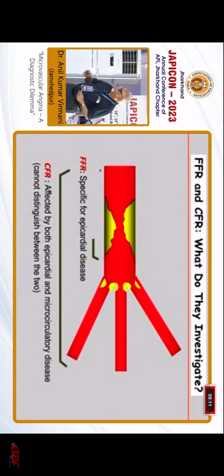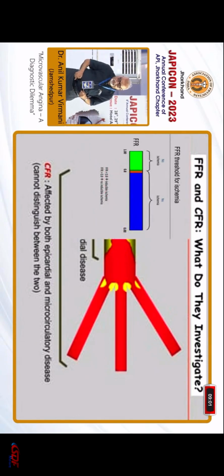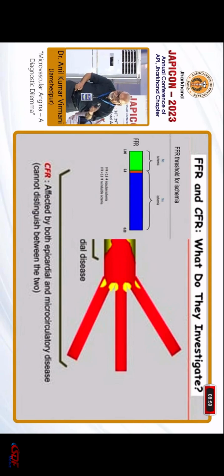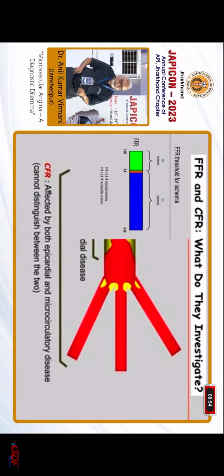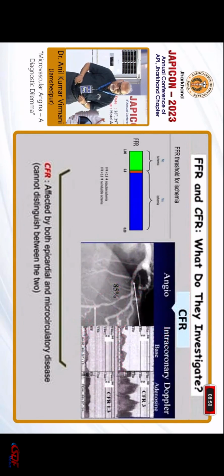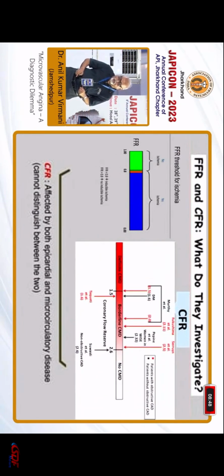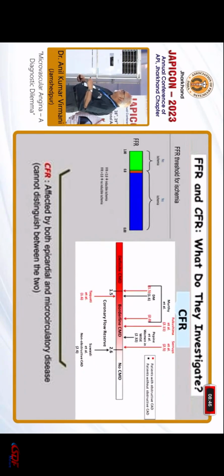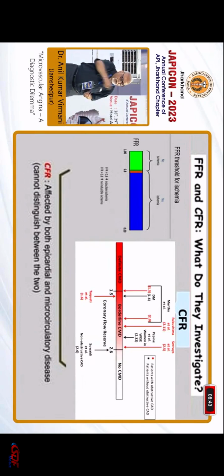Now, I talked about two things that I told you to remember initially, the fractional flow reserve and the coronary flow reserve. The fractional flow reserve is specific for epicardial disease. The cutoff is 0.8, which means anything less than 0.8 is inducible ischemia, more than 0.8 is no inducible ischemia. And the cutoff for the coronary flow reserve is approximately 2, which is borderline, so they describe the cutoff as 2.